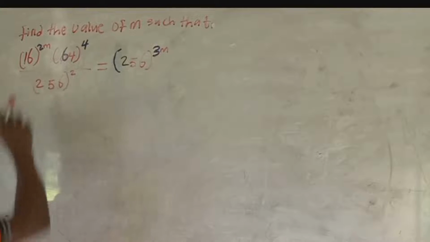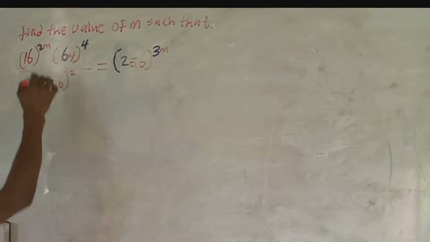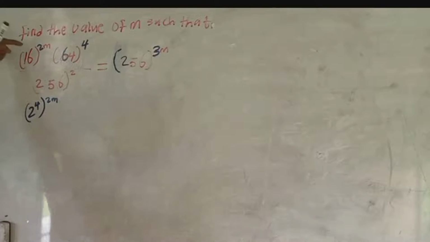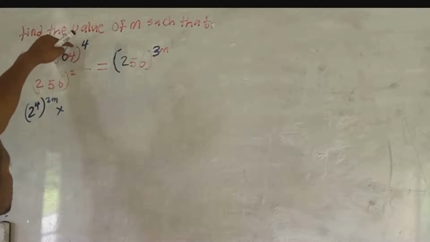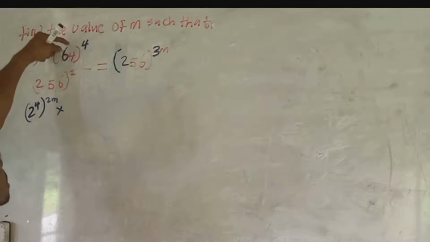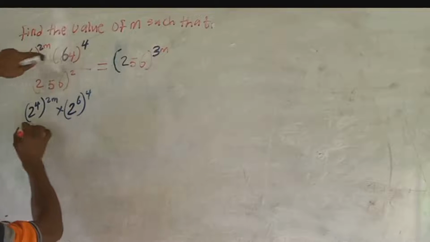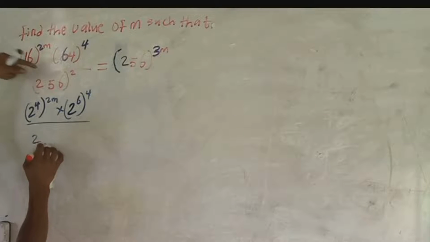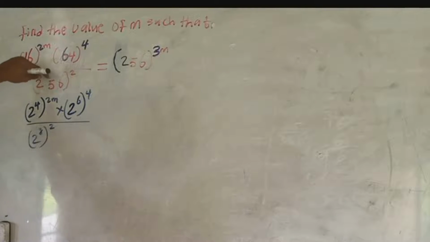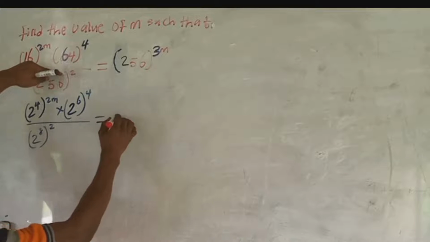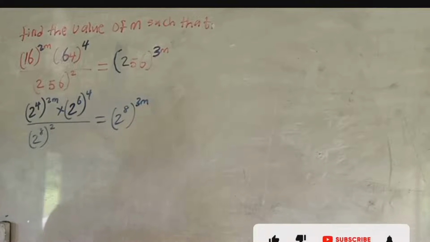So here, you can write it like this. 2 to the power 4, raised to the power 2n. So 2 to the power 4 gives us this 16. Multiplied by, we have 64 here, so 2 to the power 6, open brackets, with the power of this 4. Everything divided by 2 to the power 8, raised to the power 2. 2 to the power 8 gives 256. Equal to the same thing here, 2 to the power 8, raised to the power 3n.